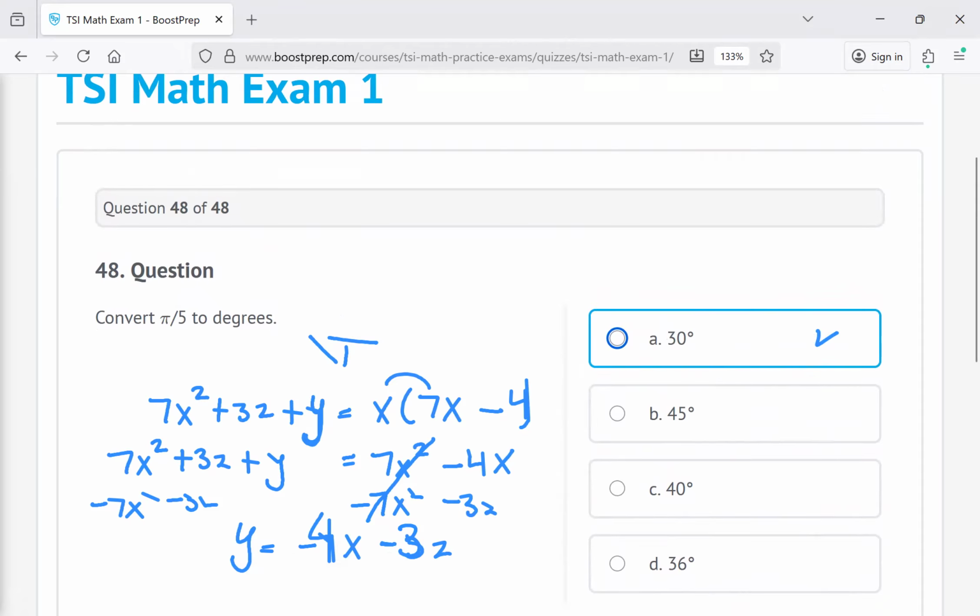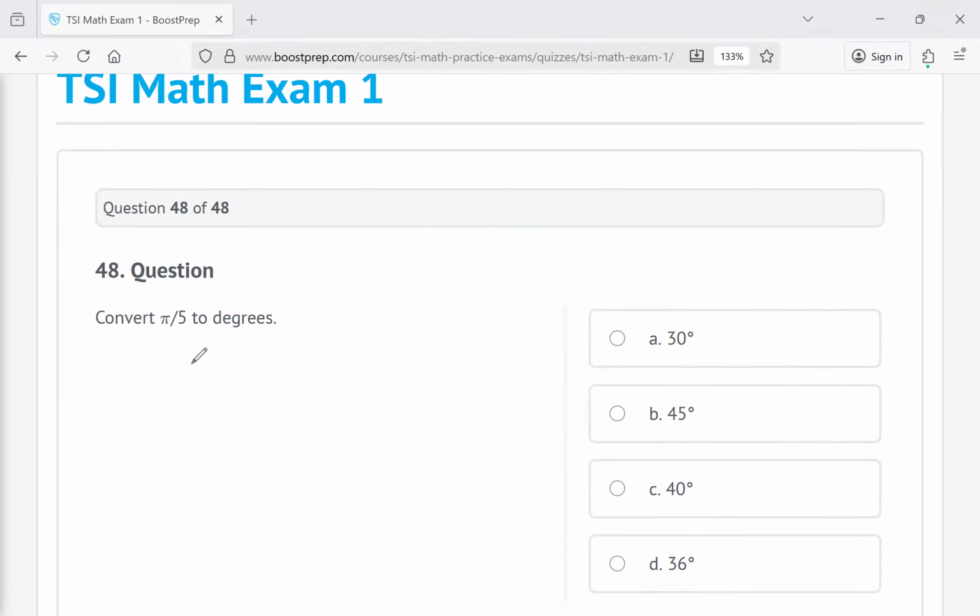This one is also an easy one. Convert pi over 5 into degrees. If you have radians and you want to convert to degrees, all you've got to do is replace pi with 180. That's it. So replace that pi with 180, so it's going to be 180 over 5. And you get 36.